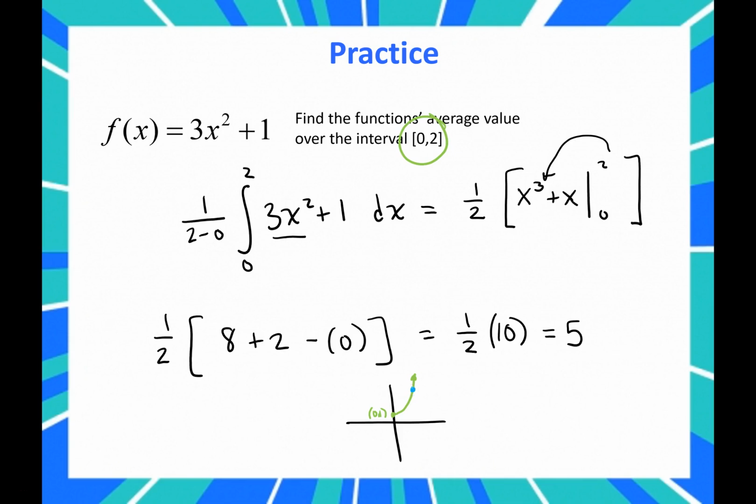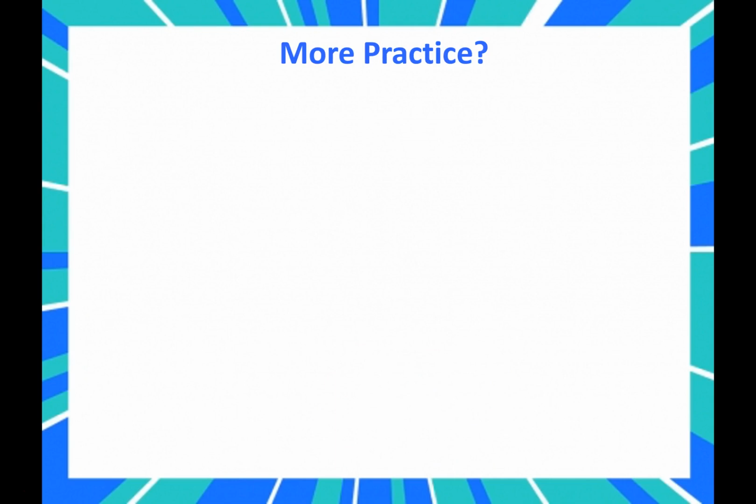If we plug in 2 into the original, I get 13. So we're saying, what's the average value in between 1 and 13 on this curve? Well, we just found that the answer is 5, somewhere like right there. You don't need to do this picture every time, but I just want to make sure everyone understands what they're finding. All right, let's go ahead and let's find another one.